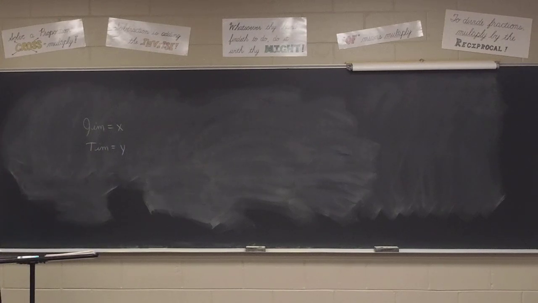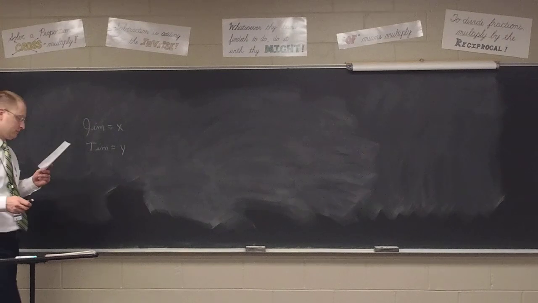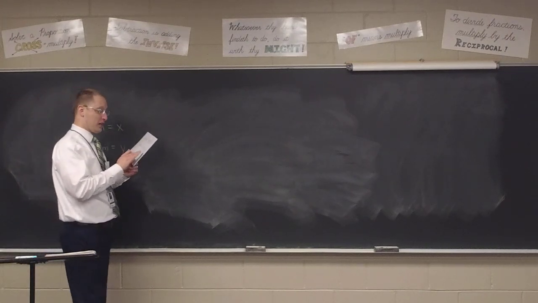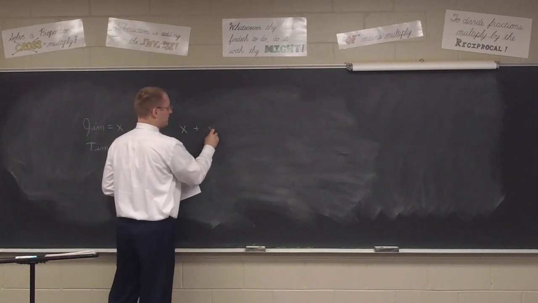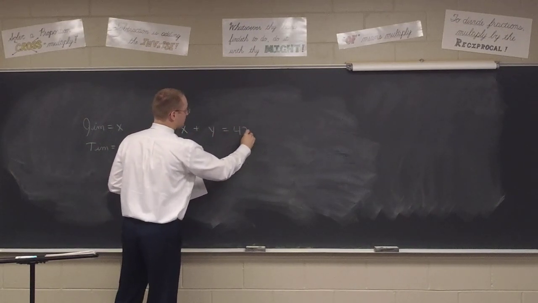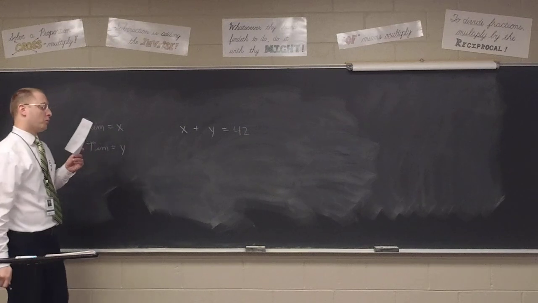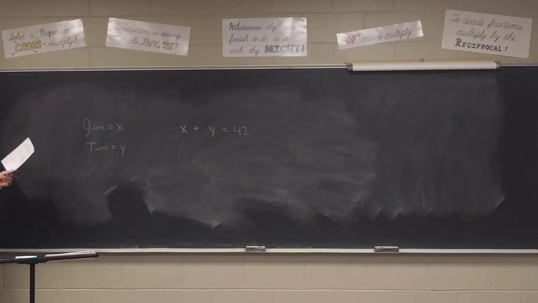So, how do we set up our first equation, Maddie? Says together, in that third sentence, they've collected 42 coins. So Jim plus Tim equals 42. What's the other equation?